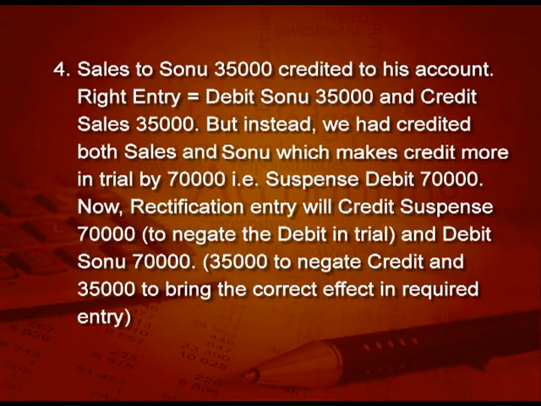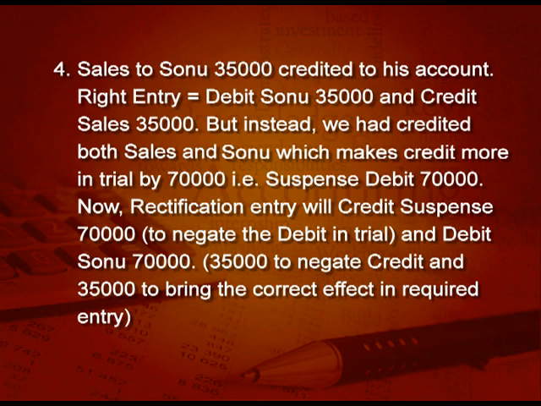Now, it makes the credit more in trial balance. By how much? 70,000, because both are credit, 35, 35, 70. So, where is less? In debit. So, suspense will be in debit. Suspense debit 70,000 in trial. Now, what will we do in the rectification entry?